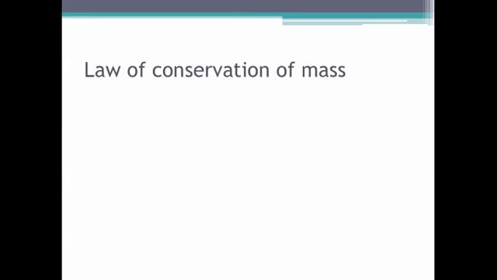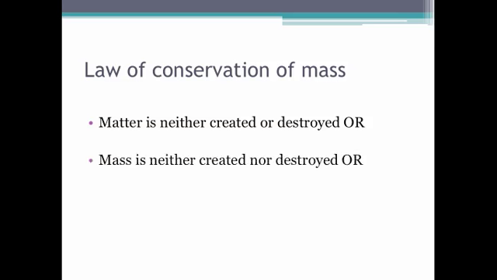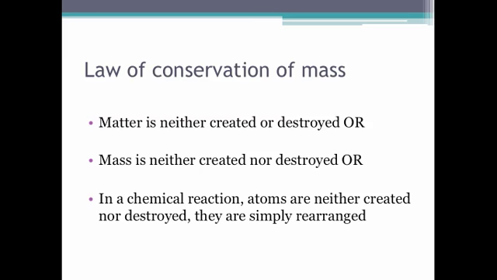Okay, now that we've got that out of the way, we can actually look at this thing called the law of conservation of mass. So what does it say? It says that matter is neither created nor destroyed, or mass is neither created nor destroyed, or in a chemical reaction, atoms are neither created nor destroyed, they're simply rearranged. In other words, whatever type and number of atoms you start with in the reactants, you have to end up with precisely the same number in the products.